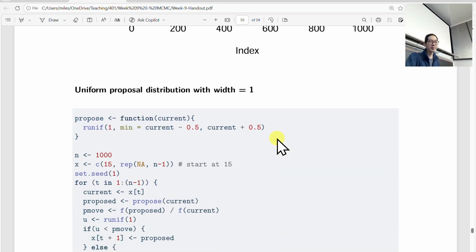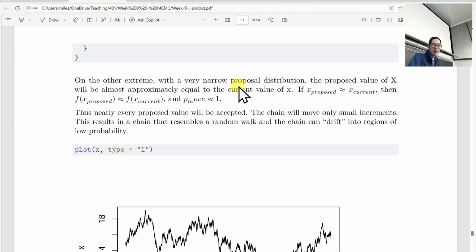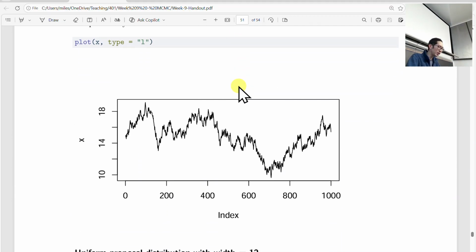If your proposal distribution has too small of a width, then you're going to accept every single value. If I start off at 15 and I propose 15.1, that's hardly any different from 15. What's the probability at 15.1 versus the probability at 15? They're very similar. So you're going to accept it with like a 90% probability, even if it's slightly less probable. You accept almost everything you propose, so you take this random walk and end up everywhere. And eventually, everything is ergodic.